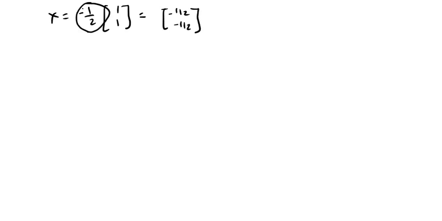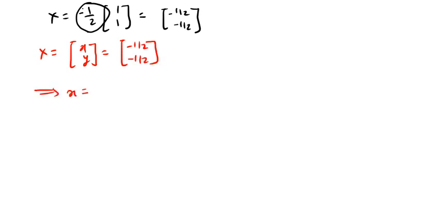So we know what this X is. This X is nothing but x and y, which is -1 by 2 and -1 by 2. So we get the value for x, which is -1 by 2, and the value for y, which is again -1 by 2. So this is how we can solve the given system of linear equations using the matrix method.